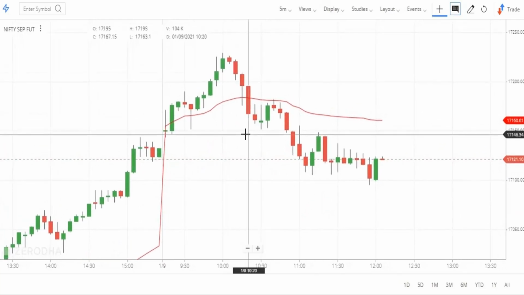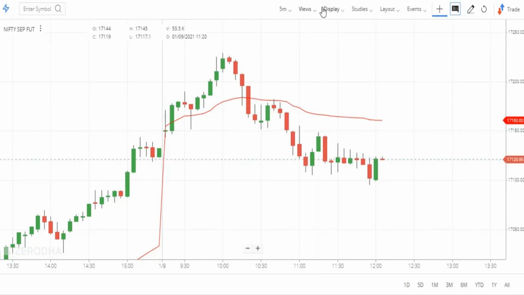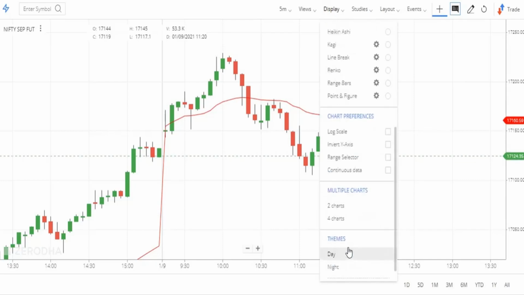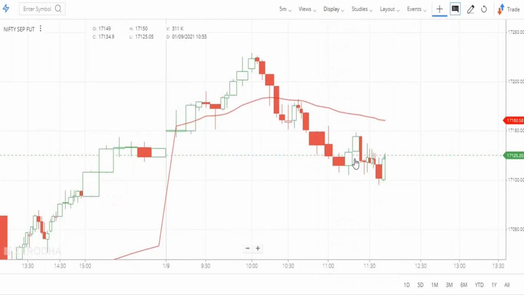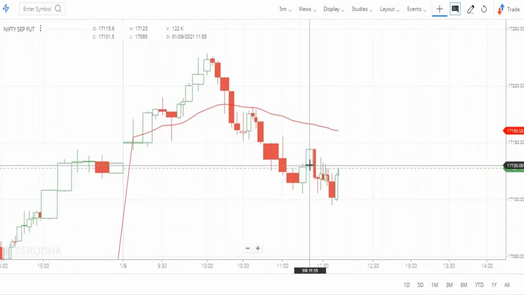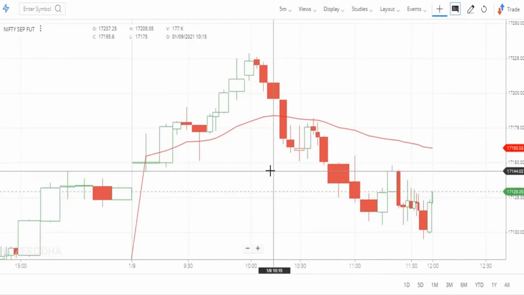Now to get an even better idea of VWAP, we can switch to volume candles. Go to display and search for volume candle. Don't get confused. It just changes the pattern a little bit, but the technical analysis and everything else remains the same.